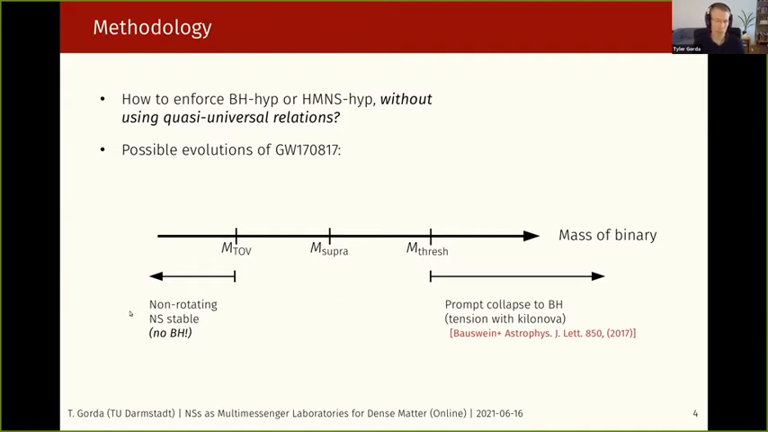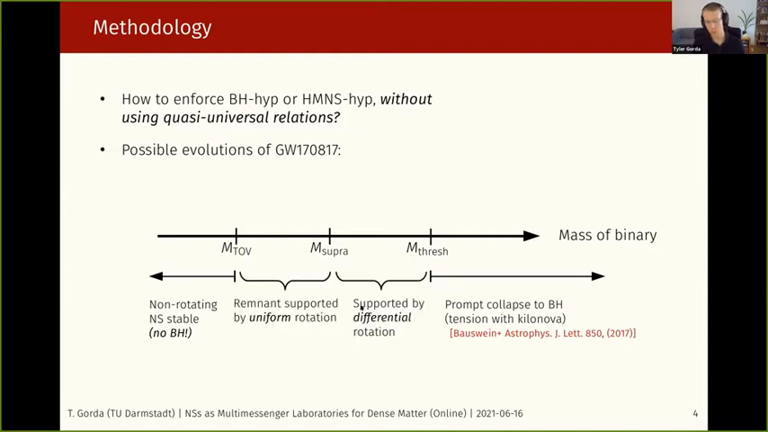On the other hand, if the mass is too low, there's also tension, because then you just don't form a black hole, because you have enough mass to just be supported as a neutron star. In fact, even a non-rotating neutron star would do the job. And so you wouldn't get a black hole, and then there would be nothing to really power the other electromagnetic counterparts that we see. And then in between, all these stars are supported by rotation, either uniform rotation or differential rotation.